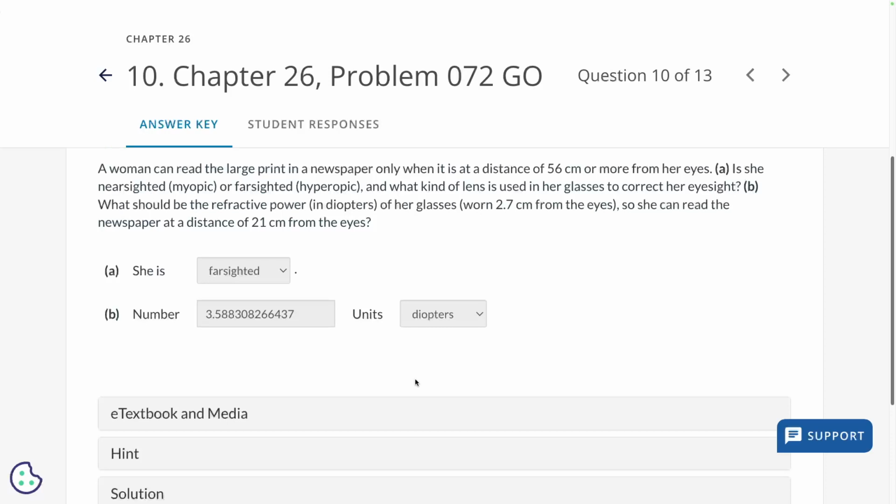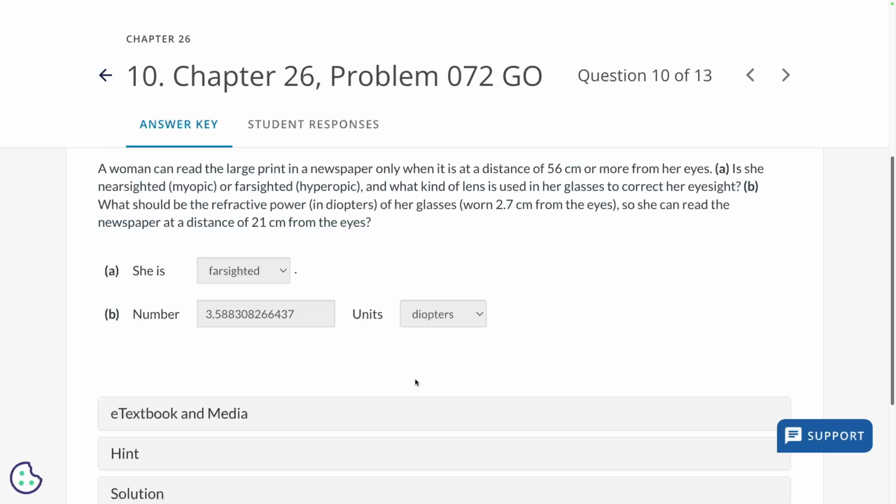So, in answer to the question, what kind of lens is used in her glasses to correct the eyesight? That would be a converging lens. This person is farsighted, meaning they can see far away, they can't see up close, so they need a converging lens to magnify what they see. Okay.